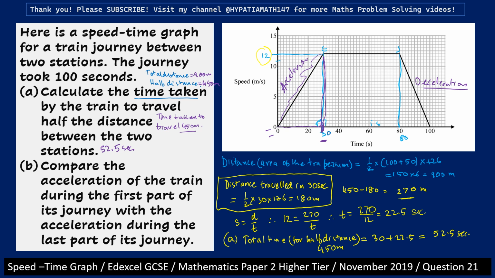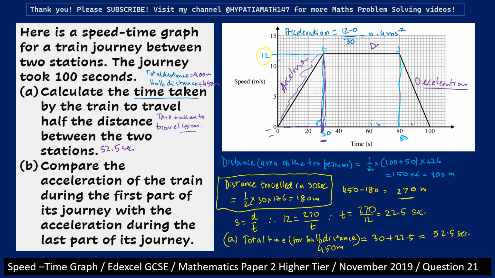So acceleration for the first 30 seconds would be v minus u divided by t. So the final velocity is 12 minus 0, divided by the time, that is 30, and that is 0.4 meters per second squared.